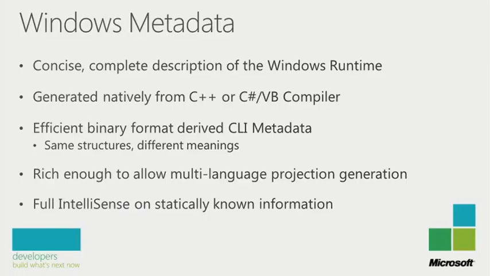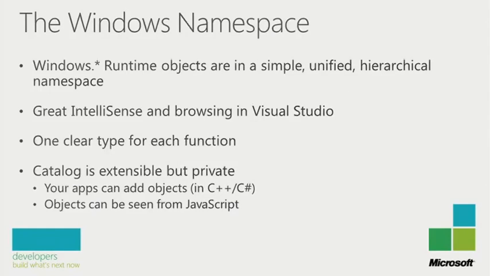Metadata is rich enough to have those language projections, so it contains enough information for languages to do the right thing. And of course, on statically known information, we get this rich IntelliSense. Now, from a logical point of view, WinRT is structured in a hierarchical namespace fashion. So you just dot into Windows, and then you see the subnamespaces and so forth. It is just one place to go to find everything that lives in Windows Runtime. So, of course, that gives us great IntelliSense, browsing experience, all of that stuff.